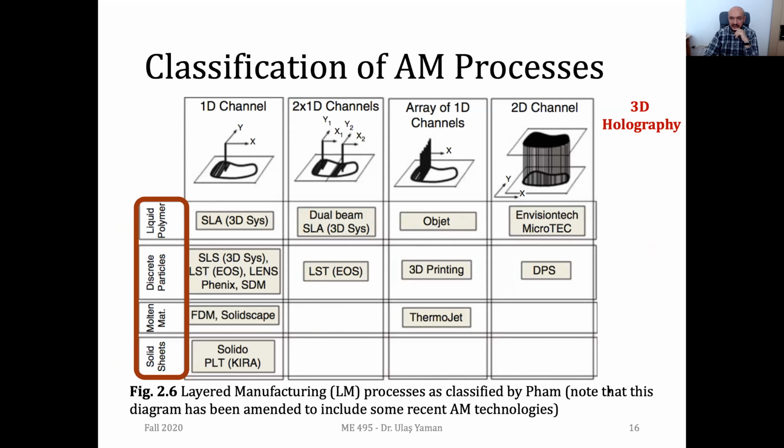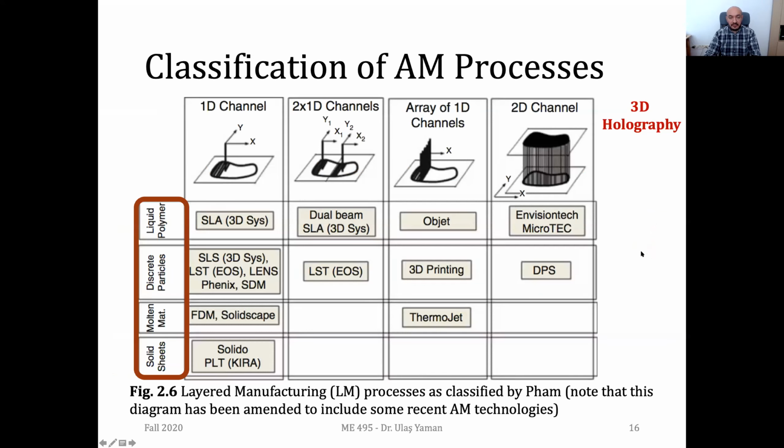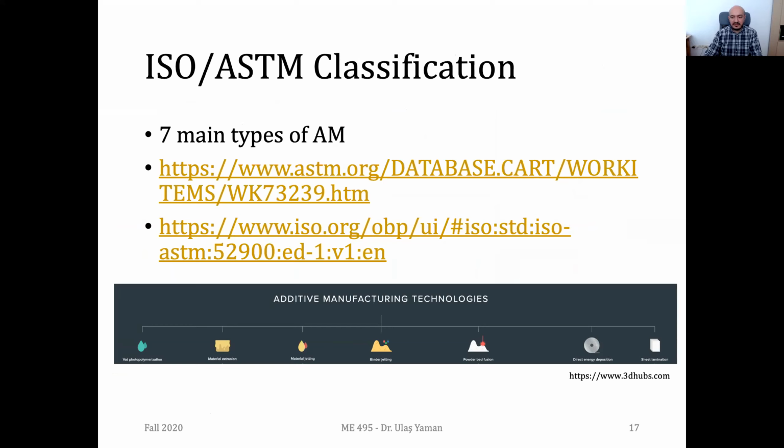So now we can continue with the rest of the slides. Yes, as I said, we have many classifications. This was a classification in our textbook, the FAMS method. And we also have some formal classifications. But the thing is that they are still working on it. We can have a look at it. It's a working item, ASTM, and they are also working with ISO. And these days, they have come up with 7 types of additive manufacturing systems. And if you remember, this image was available from 3D-Hubs.com.